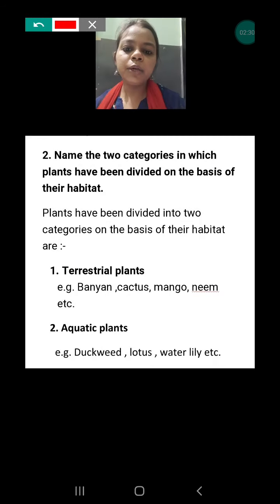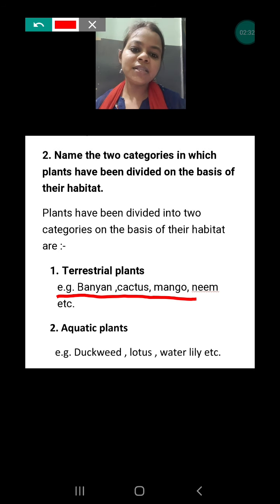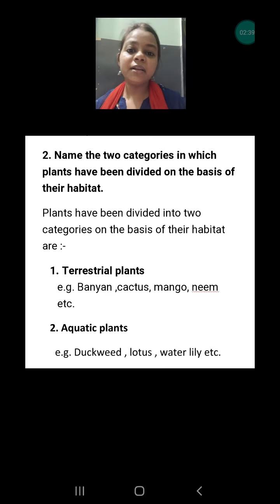Please don't forget to write the example. Here you can see neem is underlined, but the spelling is absolutely correct, don't worry about that. Whenever you know the example, my dear, the example always completes your answer. So if you are writing the two categories, terrestrial plants and aquatic plants, please give the examples also.